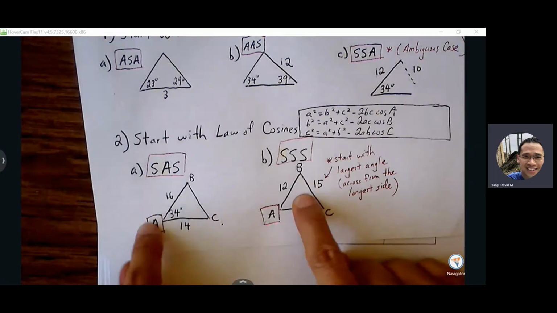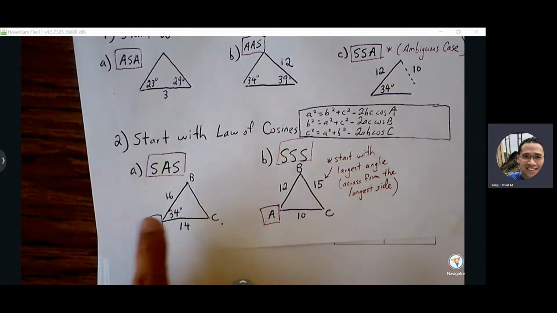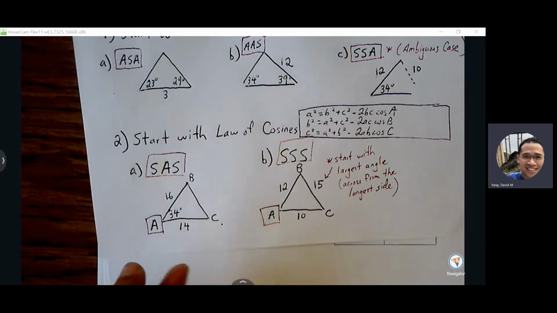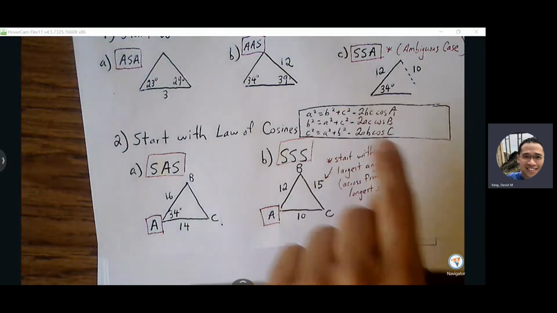Some students were asking, can I use law of cosines for everything? You could. It's just a little messier, and we tend not to use law of cosines until we have to because of the messiness involved.